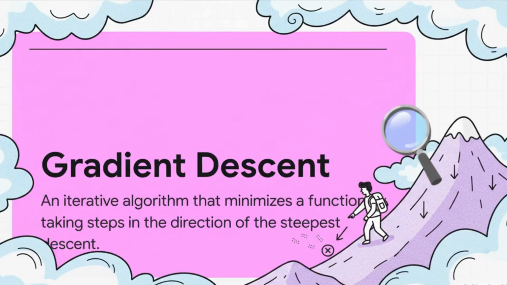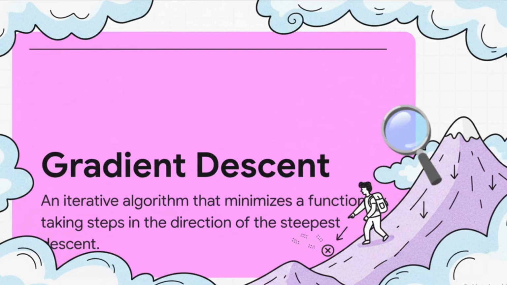And this hiker analogy for gradient descent, it's honestly perfect. Just picture it. You're standing on a huge, foggy mountainside. Your goal is to get to the absolute lowest point in the valley, but you can't see more than a few feet in front of you. What do you do? Well, you can feel the slope of the ground right under your feet.